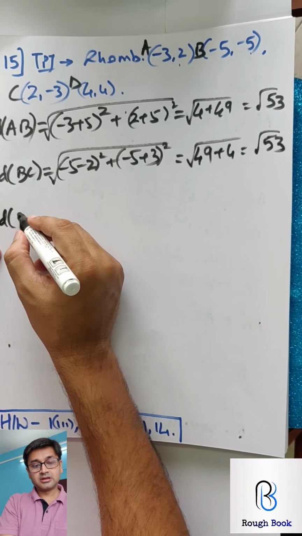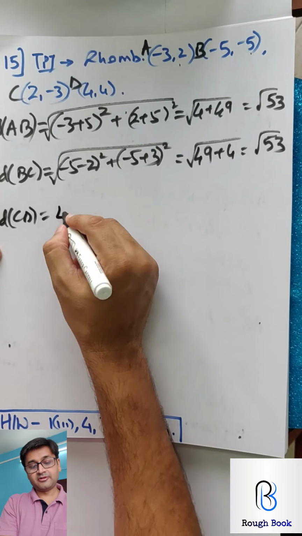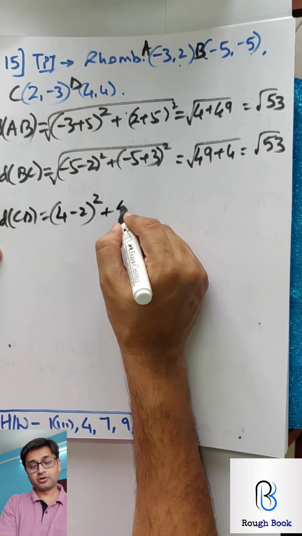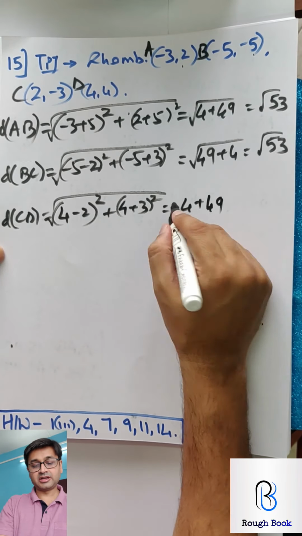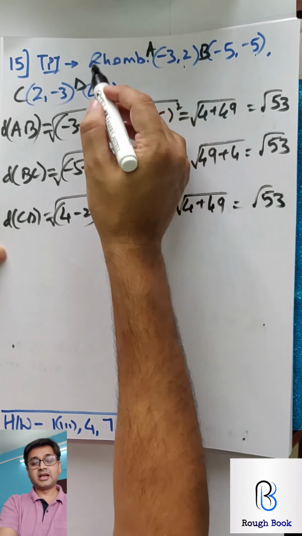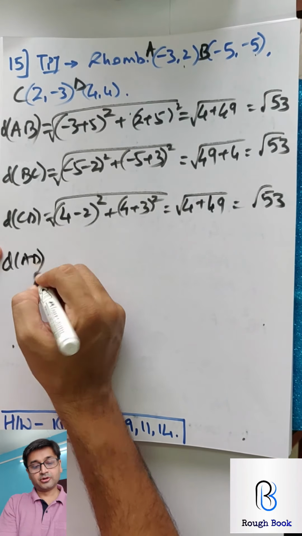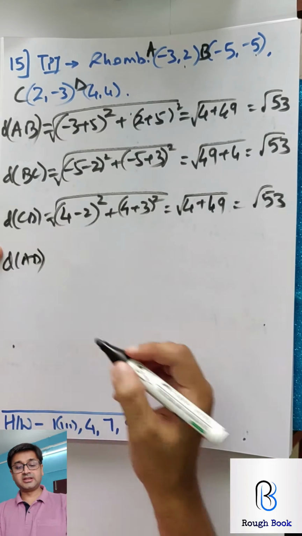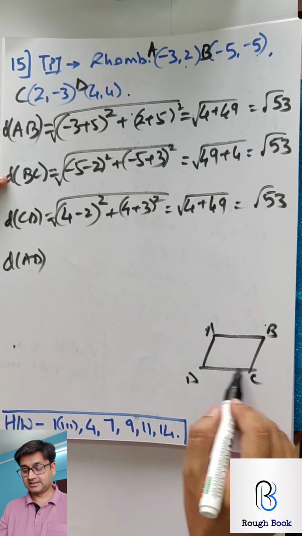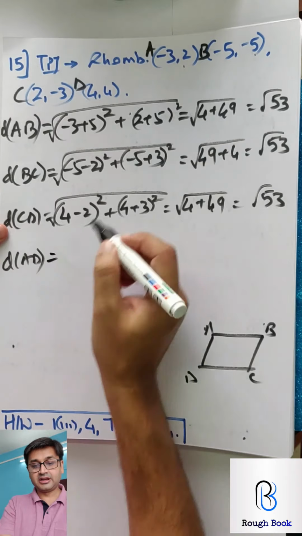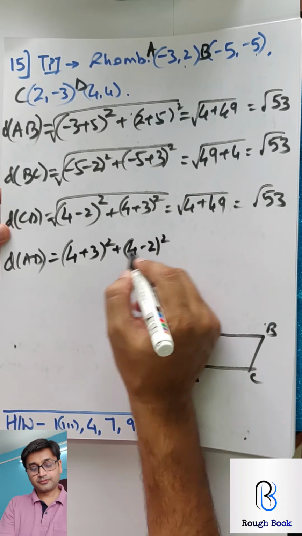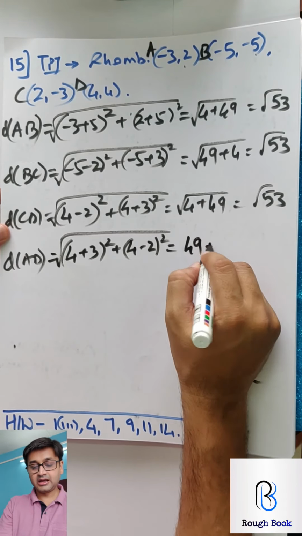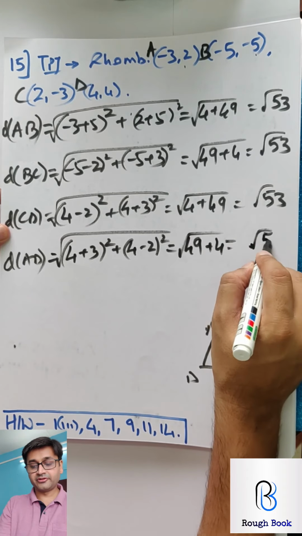This time distance CD, these two. So that will be 4 minus 2 square plus 4 plus 3 square. So 4 minus 2 square 4 and 7 square 49. Again root 53. And last one AD. If you cannot get this direct, draw a diagram somewhere like this. Say A, B, C, D. So AB we found first, then BC, then CD and finally AD. So what is AD now? This and this. So 4 plus 3 and 4 minus 2 under the root. So 4 plus 3, 7, 49 and 2 square 4. So I get root 53.